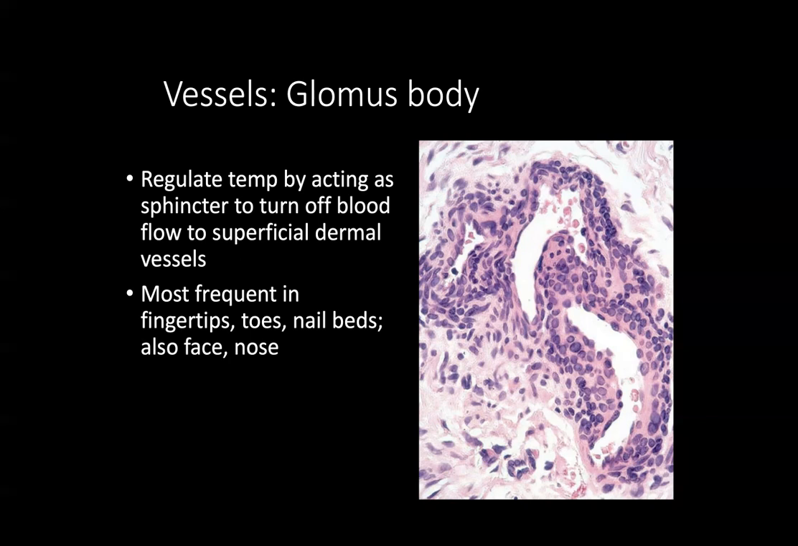And in cases where you need to release a lot of heat, they're going to relax the vessel wall and allow for more blood flow to the superficial vessels to release heat through the skin. But you can actually get tumors developing from these glomus cells. And so you can have something called a glomangioma, which oftentimes even develops under the nails, the nail bed.